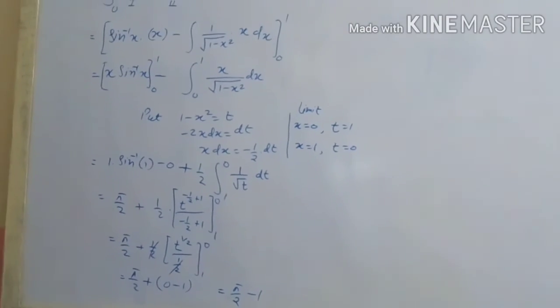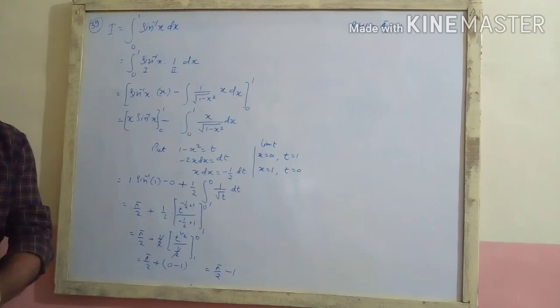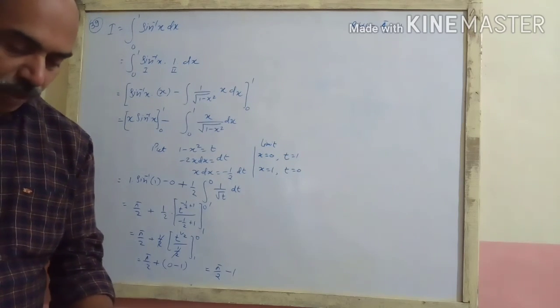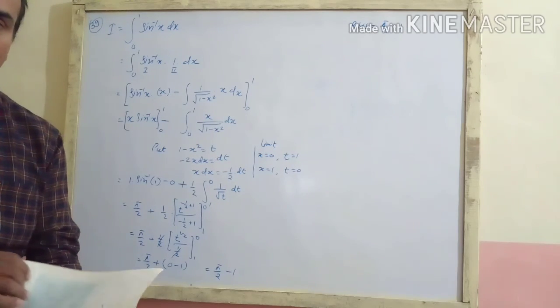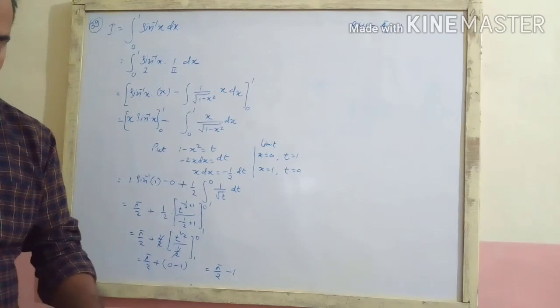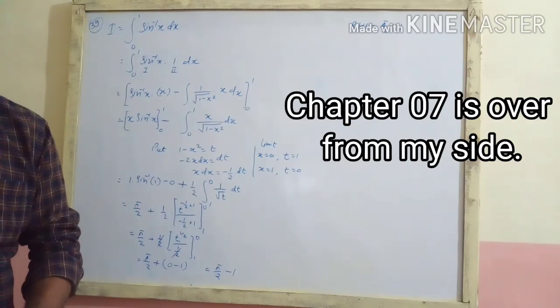And the next question, question number 40, which is as a limit of sum, has been removed from your course, and after that there are a few MCQs. So please try all these MCQs, and this is chapter 7, which is over from my side.